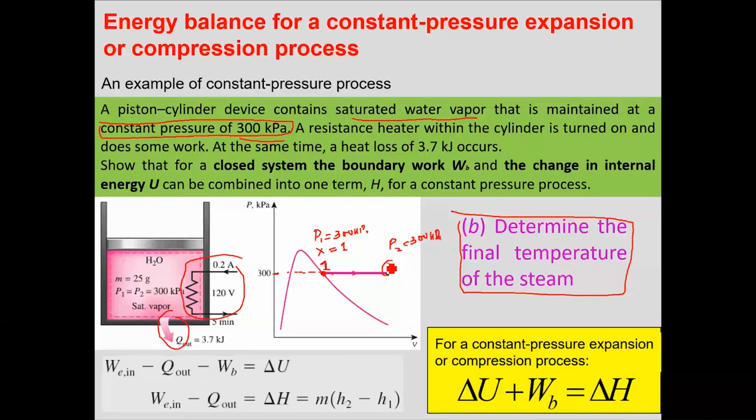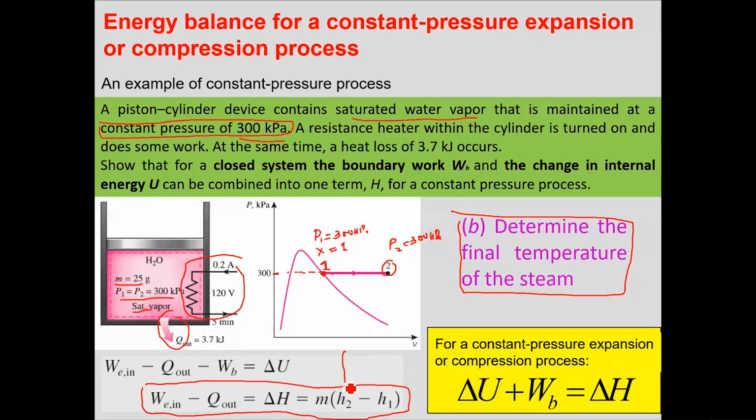All right. In order to do so, this is the information given to me. Mass is given as 25 gram. The initial condition is saturated vapor. Pressure P1, P2 is 300 kilopascal. Some heat is moving out of the system. Electrical energy is being supplied to the system and the piston is moving as a result. This is the equation that we had derived for the system: work electrical in, since it's coming into the system, minus Q out, which is the heat transfer moving out of the system, is essentially equal to M multiplied by the change in specific enthalpy.